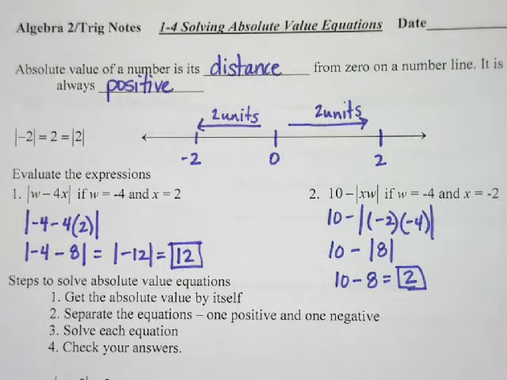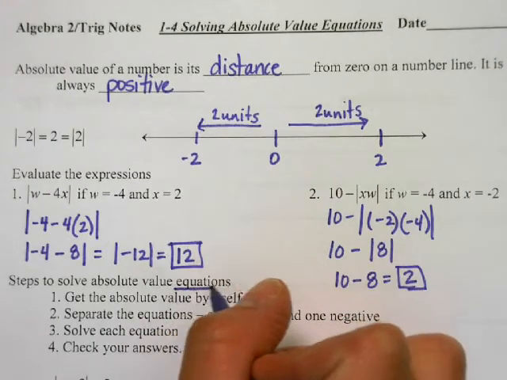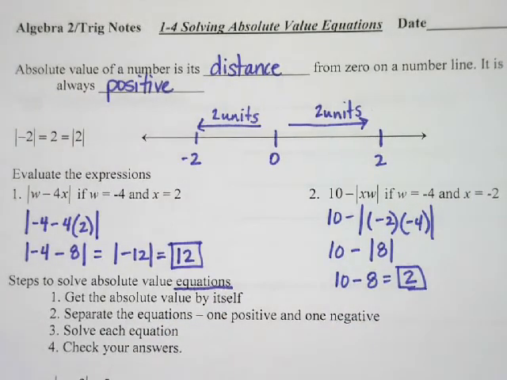Okay, so those two guys are expressions. We just plug in what we know. The next thing there says what happens if it's an equation, an absolute value equation. The equation has an equal sign with it. So if we're going to solve an absolute value equation, I have to get the absolute value completely by itself first. Then I'm going to separate the equations into one positive and one negative. I'm going to solve each equation, and then I'm going to check my answers.